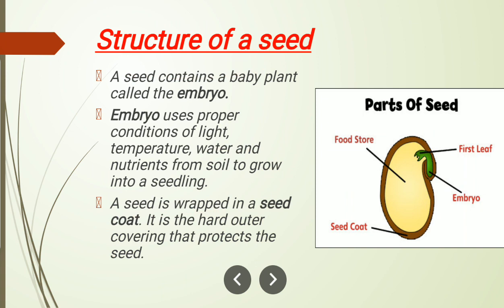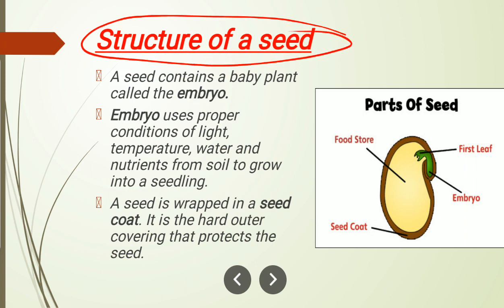Now we will be talking about the structure of a seed, right? The structure of a seed contains a baby plant called the embryo. You can see here, this is the embryo. The embryo uses proper conditions like light, temperature, water and nutrients from the soil to grow into a seedling.